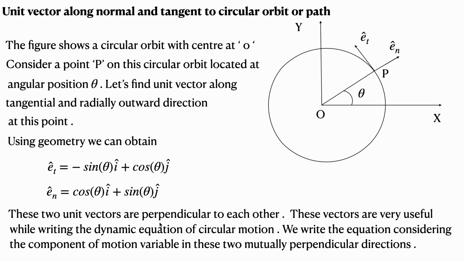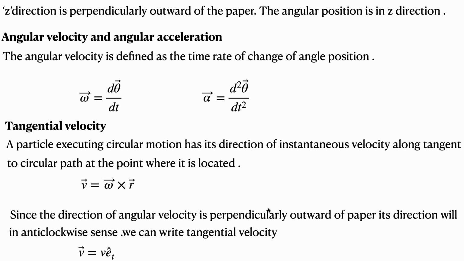These two unit vectors are perpendicular to each other. These vectors are very useful while writing the dynamic equation of circular motion. We write the equation considering the components of the motion variables in these two mutually perpendicular directions. The z direction is perpendicularly outward of the paper and the angular position is in the z direction.